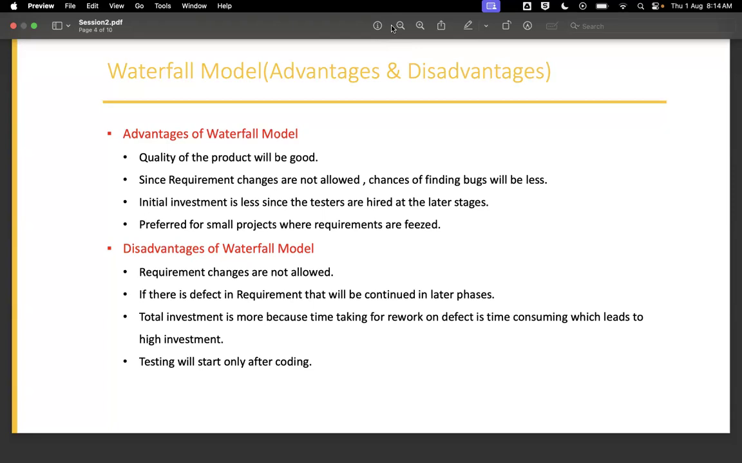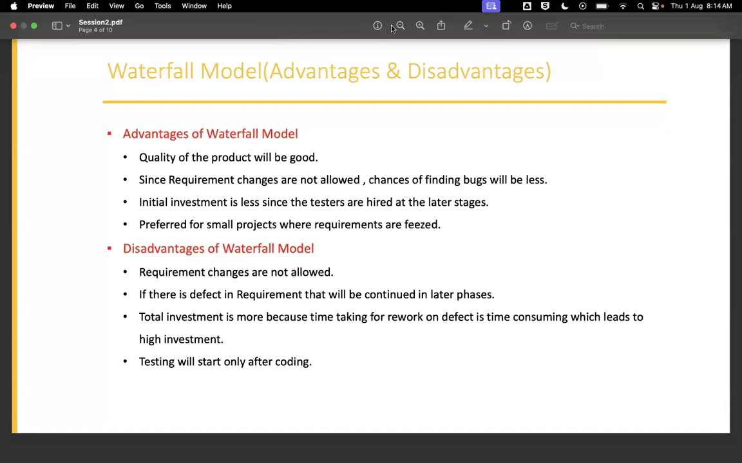The total investment is more, because as I mentioned, the time to resolve the issue is more, since you will identify the issue at a later stage, in the testing phase. So here the total investment will be comparatively more, because you might need to perform the rework activity.